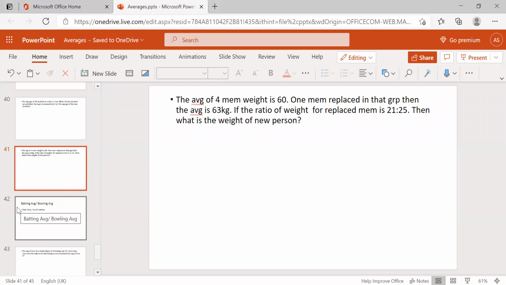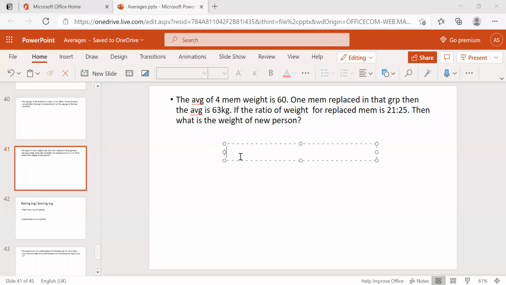Now, the average weight of 4 members is 60. One member is replaced in that group, then the average is 63. If the ratio of the weights of the replaced members is 21 and 25, then what is the weight of the new person? Same problem we are seeing here. 4 members were there previously. What is the average? 60.